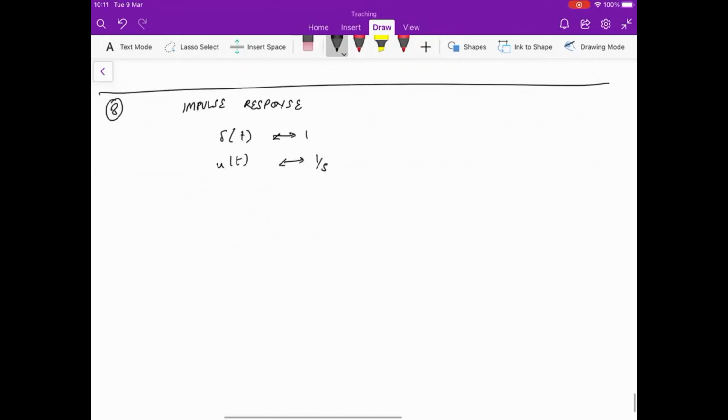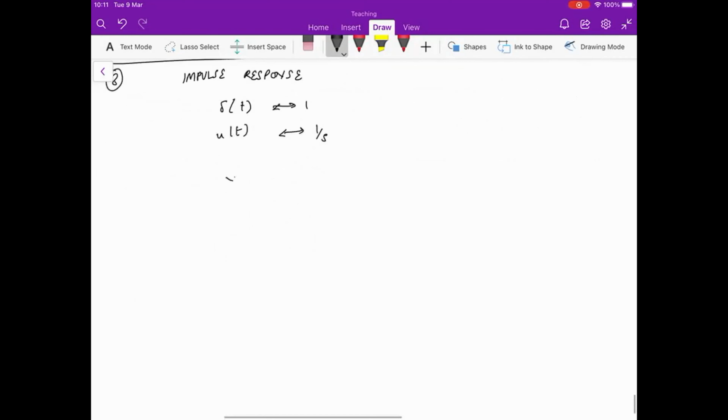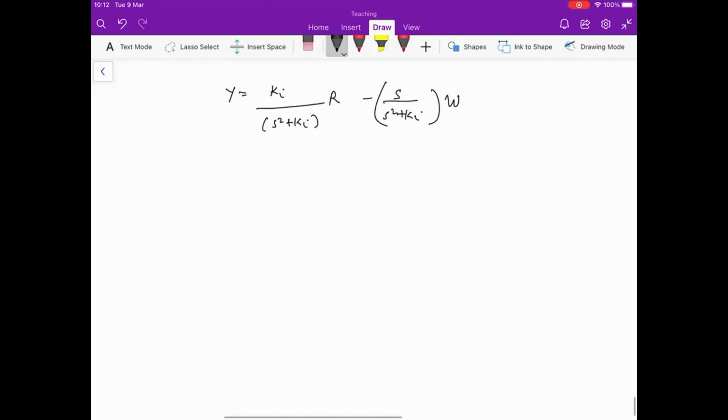So for the integral controller, we are given that y equals ki over s squared plus ki, where ki is the proportionality constant for the integral controller. That is the form that we take. We are basically going to focus on this part over here, that's the g function we're looking for.